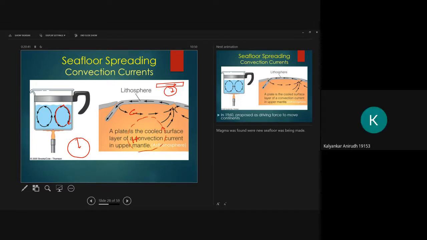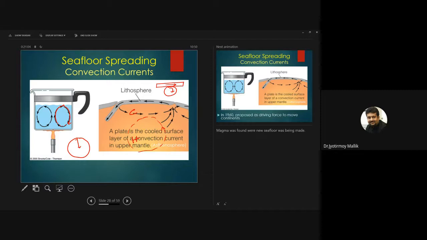Yes, sir. Pritam, you can go ahead. Okay, sir. So, if this is true for the asthenosphere, then this principle is true for any fluid, right? So why is it not true for the outer core? I mean, if we go deeper, then no.